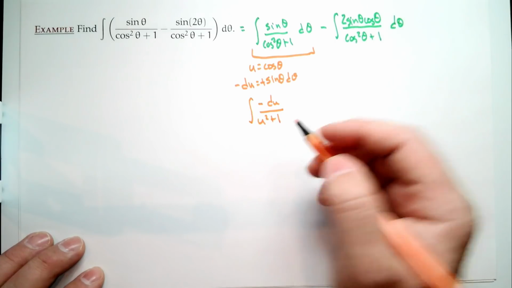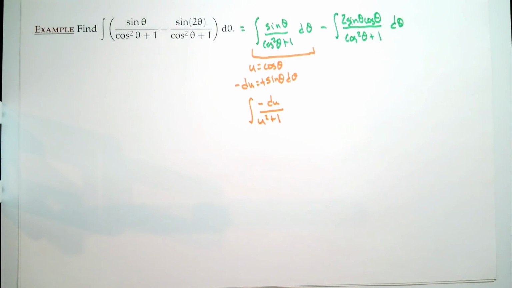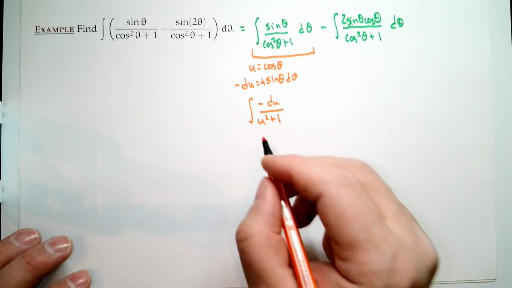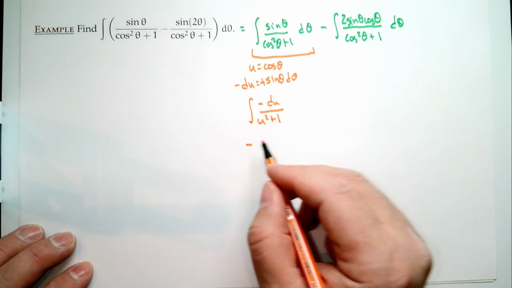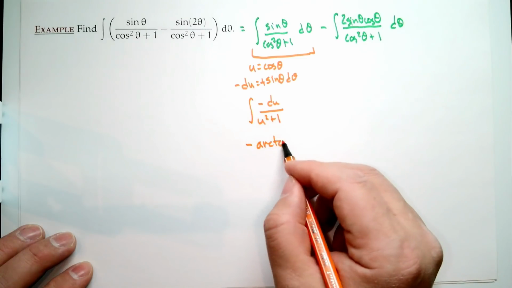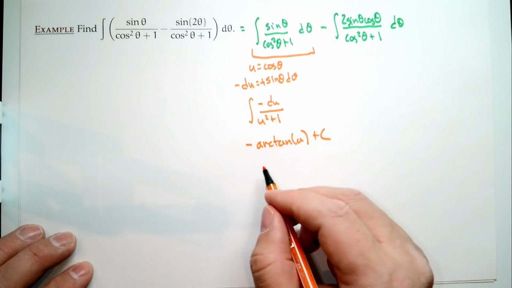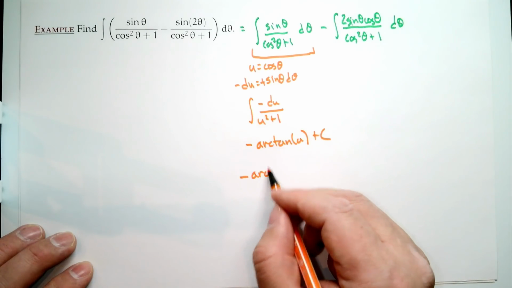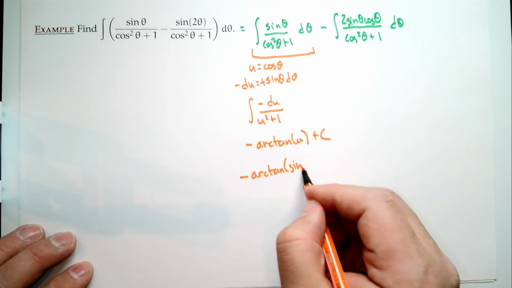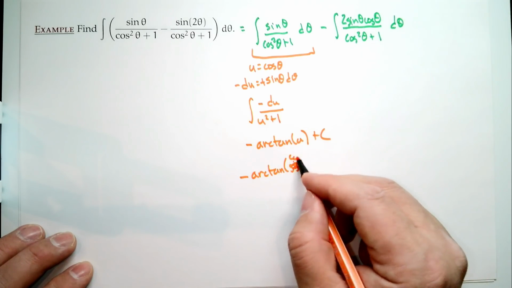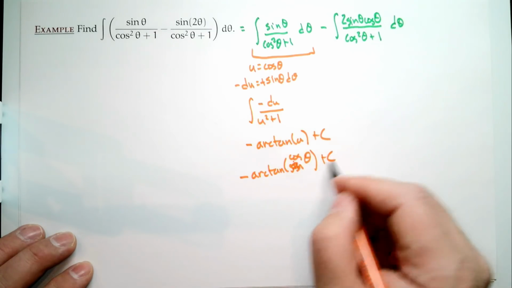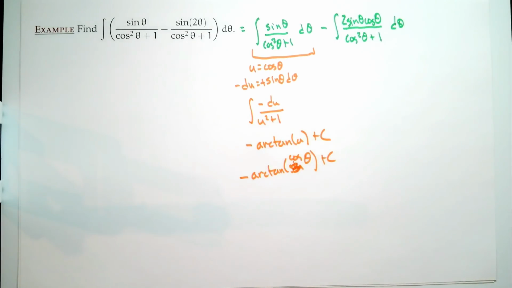And is this an integral that we know how to do? Yeah, it is. It's a lovely integral. It's on our list of 8. So this is minus arctangent of u. Now, of course, plus c. So this becomes minus arctangent of u, which is, not sine, it's cosine, plus c. Okay. All right, so we have that.